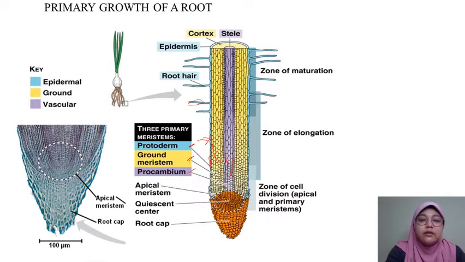And one thing to note, I don't think it's labeled here. There is an innermost layer of the cortex, the endodermis. Oh, terrible handwriting, sorry. It's a cylinder, one cell thick, that forms a boundary between the cortex and the stele.